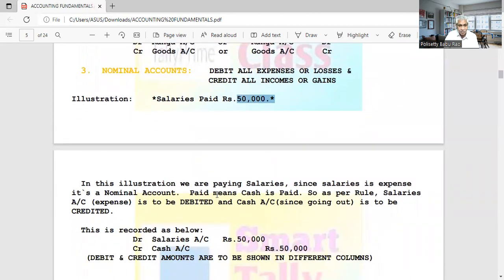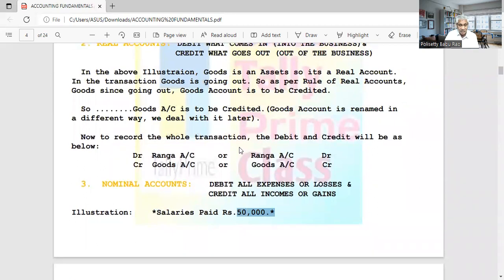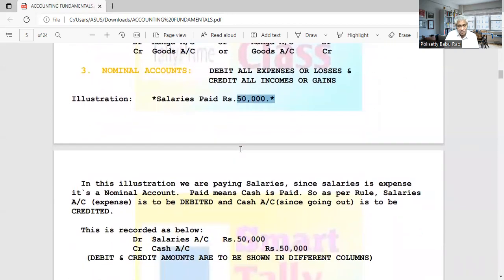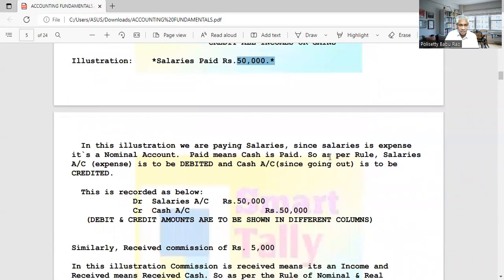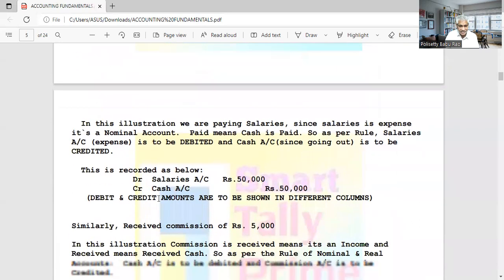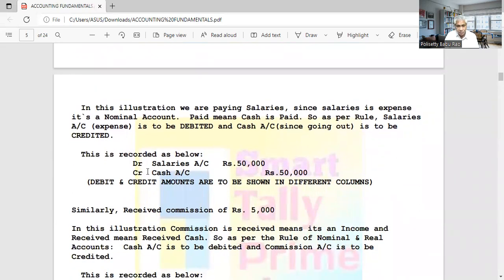So as per the rule of nominal account, salaries account is to be debited because it is expenditure. So nominal account, salaries account is debited. And the second one is cash account. Already we know it is a real account. Cash coming in is debit, going out is credit. So cash we are paying now, that means cash is going out, so we have to credit cash account. So the whole transaction is recorded as debit salaries account and credit cash account.